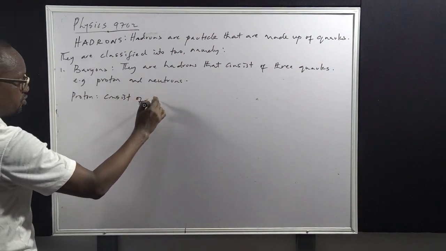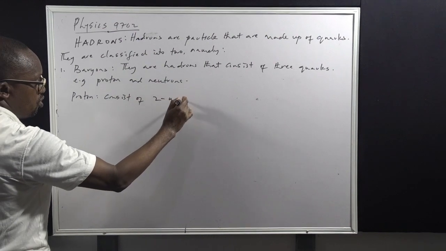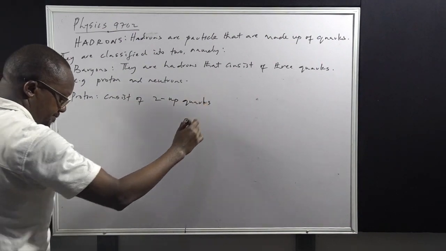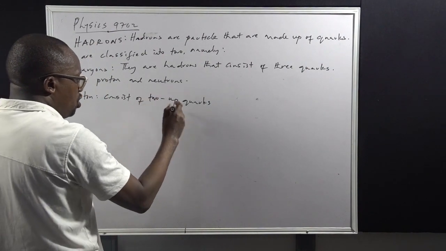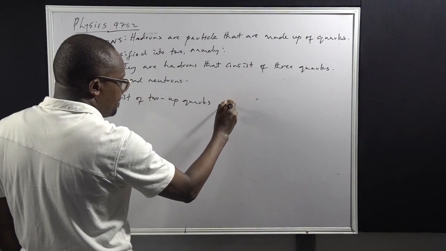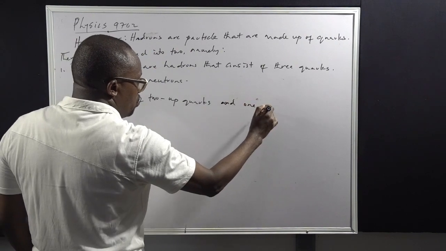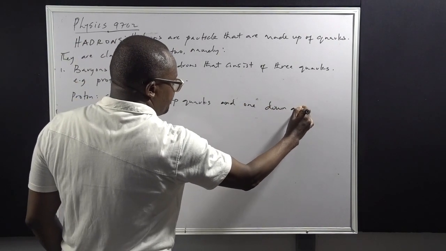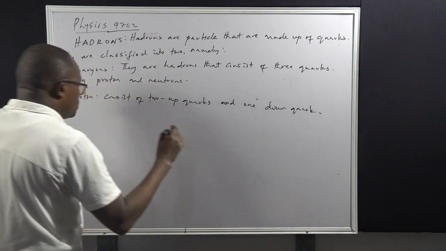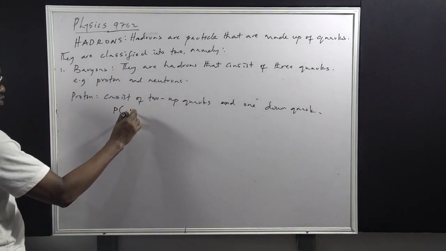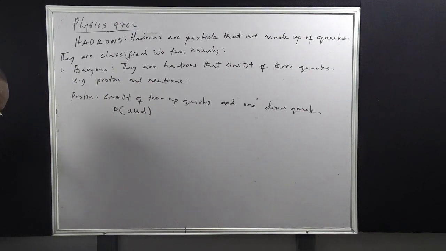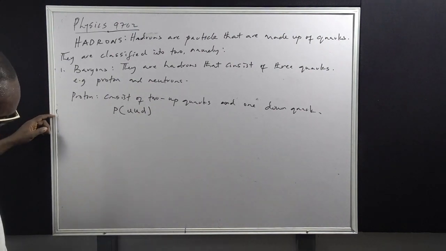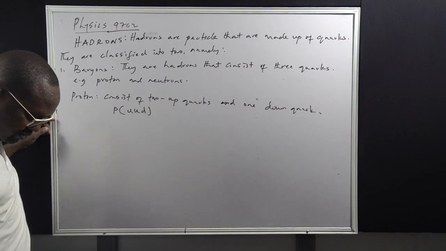So proton consists of two up quarks and one down quark. So from here, it means we can easily write the charge of a proton.